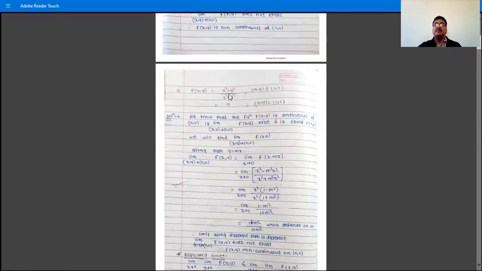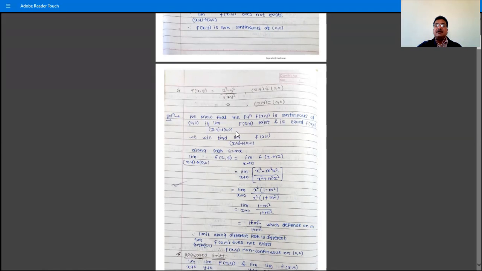Okay, the next example: (x square minus y square) divided by (x square plus y square). Again, what is the question? Either the question is to evaluate the limit of (x square minus y square) divided by (x square plus y square) as (x, y) tends to (0, 0) if it exists, or the question is, for the given function, discuss the continuity at (0, 0). So the function f(x, y) is continuous at (0, 0) if the limit as (x, y) tends to (0, 0) of f(x, y) exists and is equal to f(0, 0).